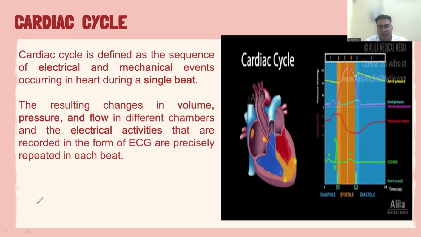Cardiac cycle is defined as a sequence of electrical and mechanical events occurring in heart during a single beat. So there are some electrical events and mechanical events. In case of electrical events, which is polarization and depolarization. But in case of mechanical events, we can call them contraction and relaxation.